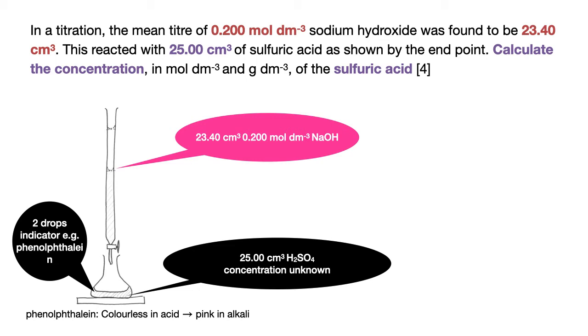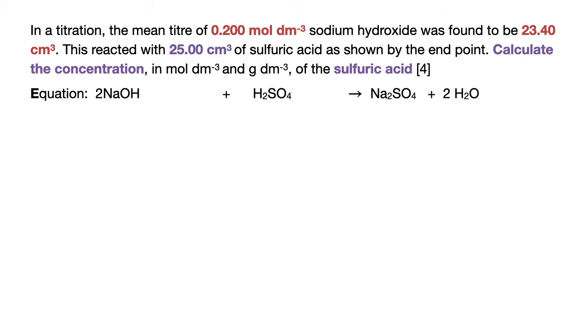We've also used 25 centimetres cubed of sulfuric acid, but we do not know its concentration, and that's what the question's asking us to find out. So once we're familiar with our question, it's time to organise all that information into a sort of workable method for you to use and work out the relevant information.